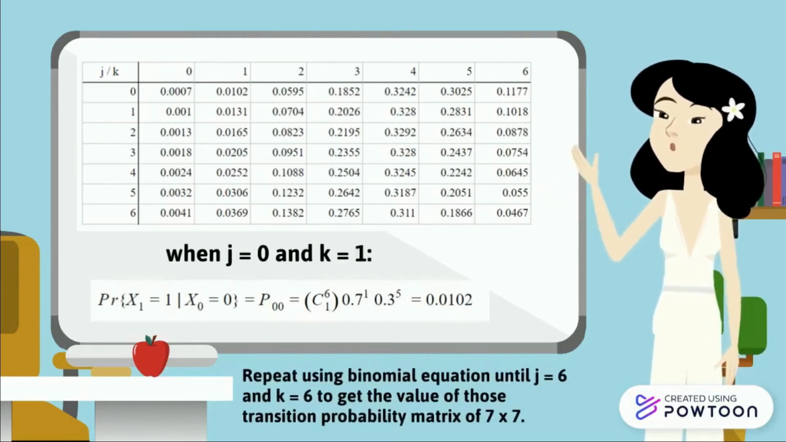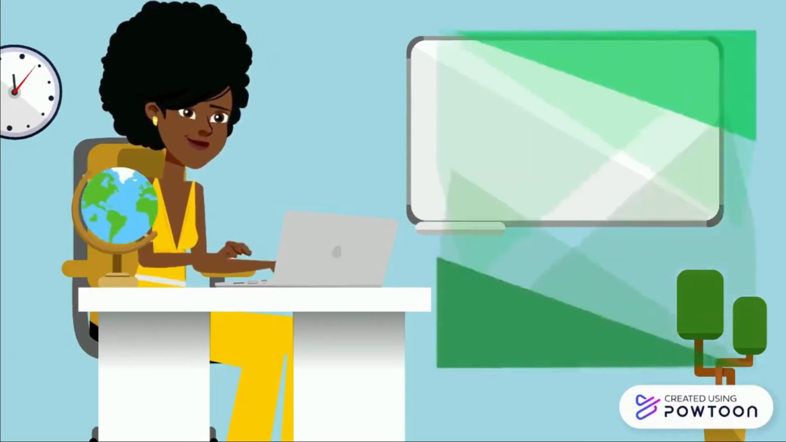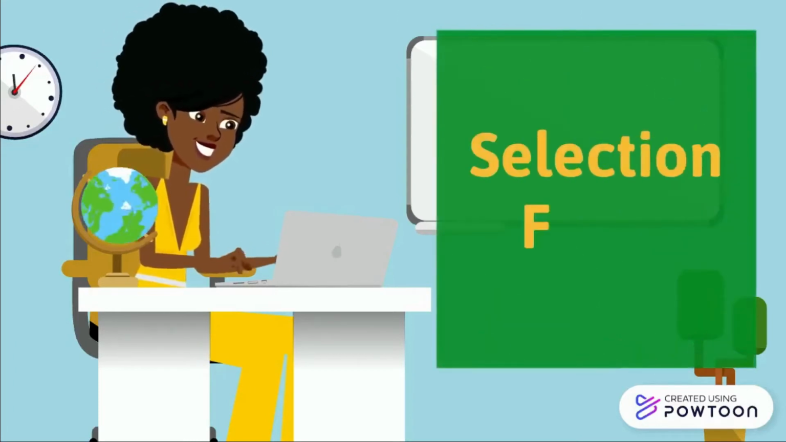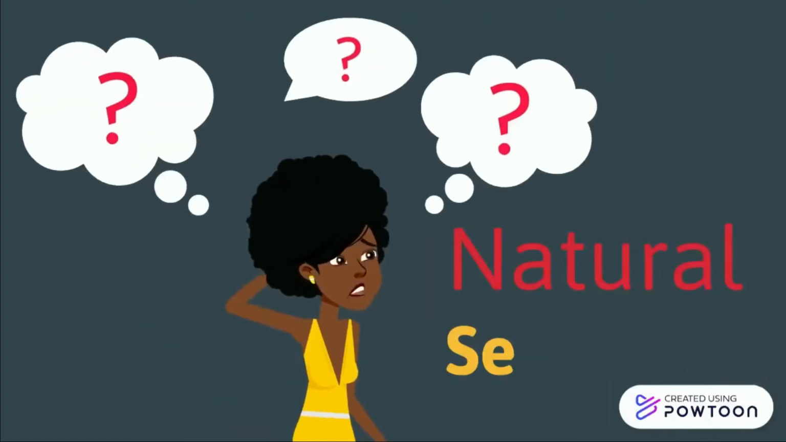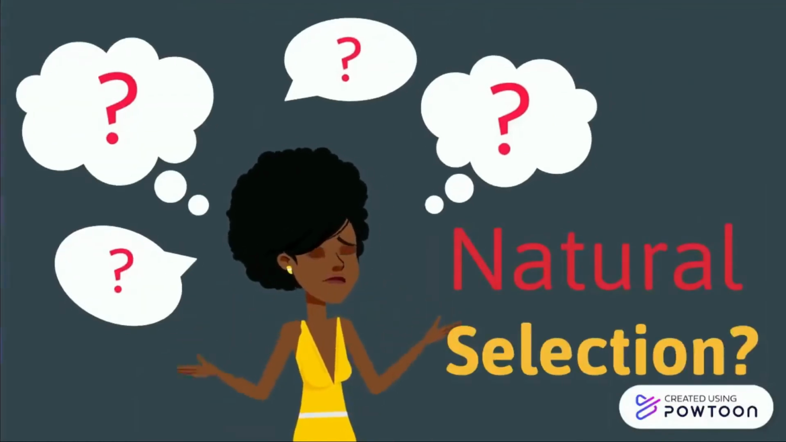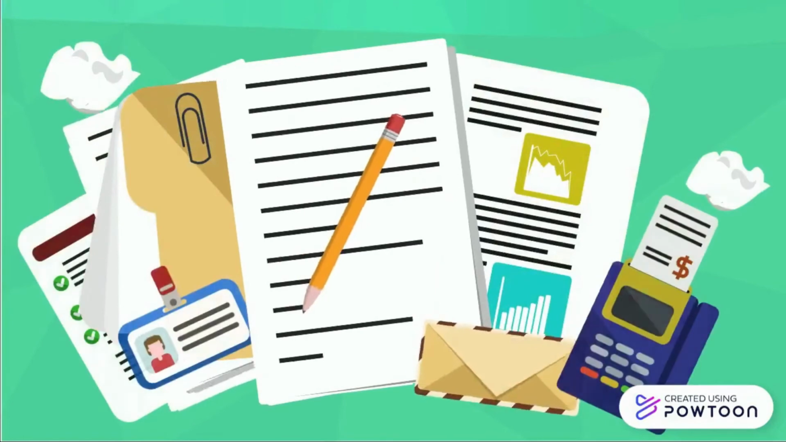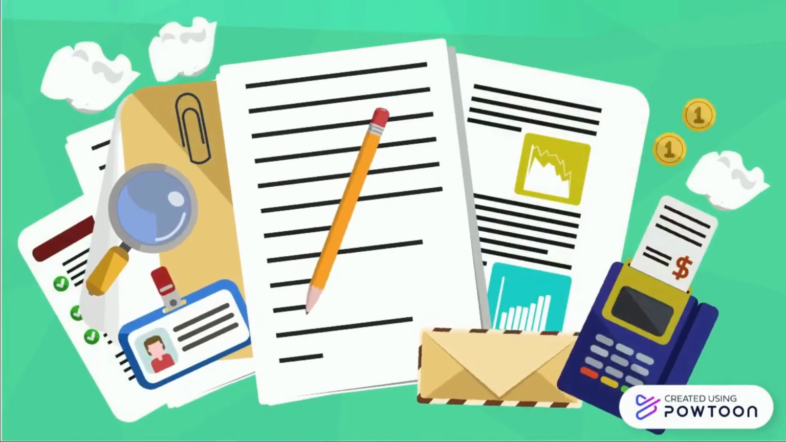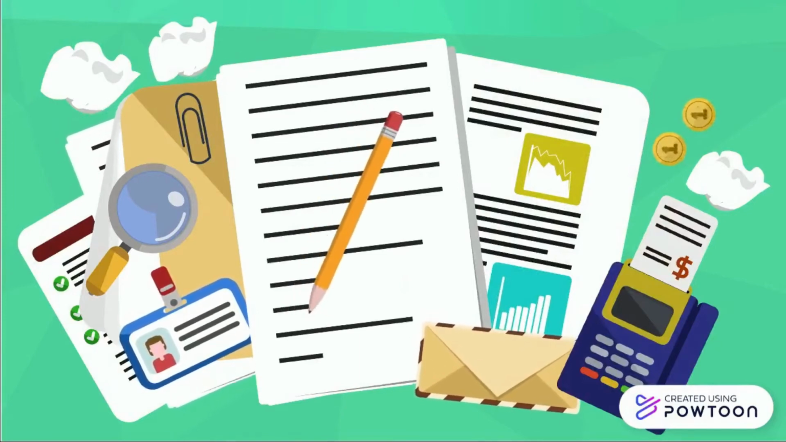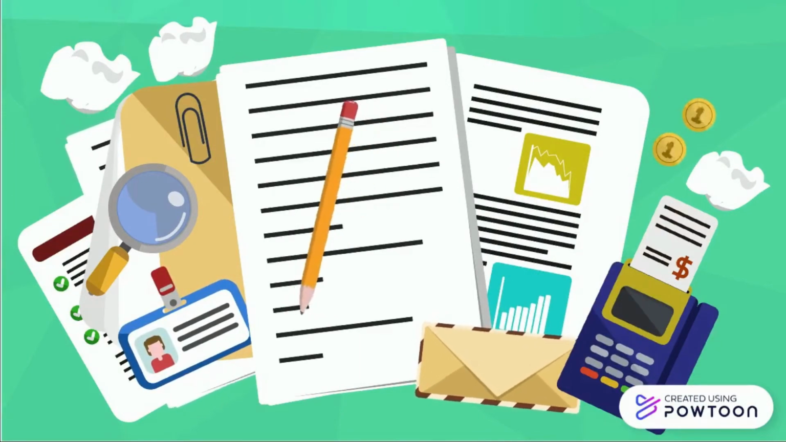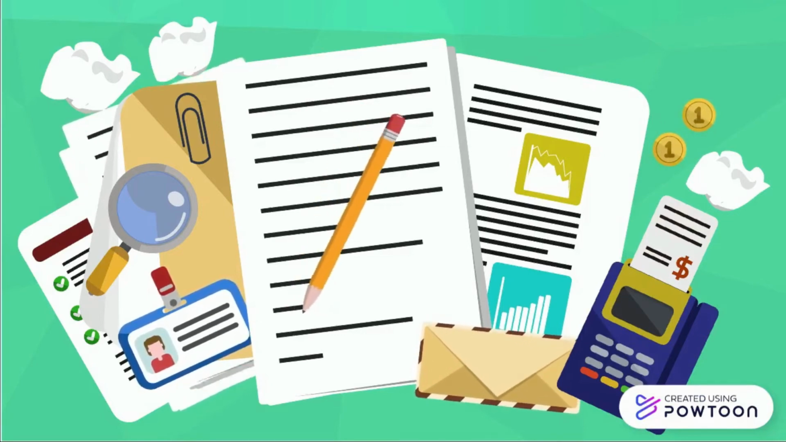Okay, that's all from me. Next, I will explain about selection force. What is natural selection? Natural selection is a mechanism of evolution that occurs when the natural environment selects for or against a particular trait. The selective pressure or selective force causes certain alleles to become more common in the population.